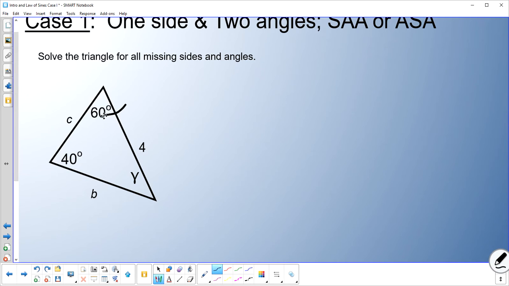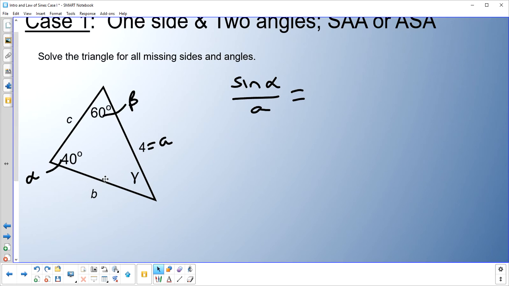Then this is going to be angle beta. We don't know gamma, we don't know C, we don't know side B, which means this must be A and this must be alpha. So we're going to plug this in, sine alpha over A. The only thing we can find to start off with is side B. So we're going to say sine of beta over B.